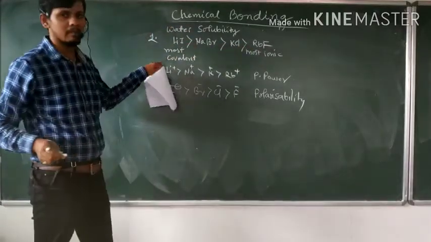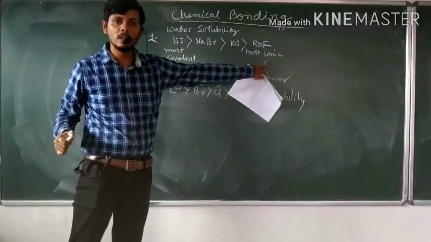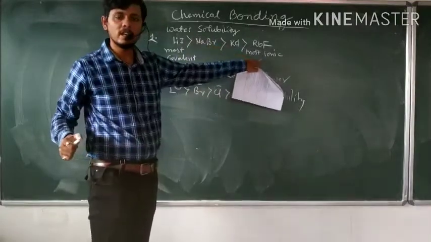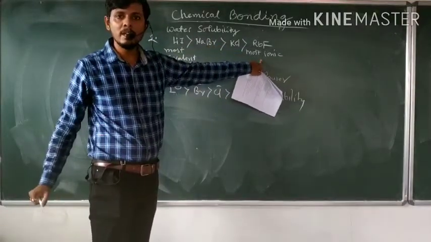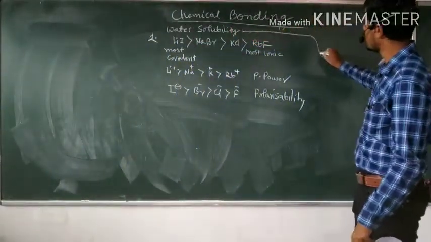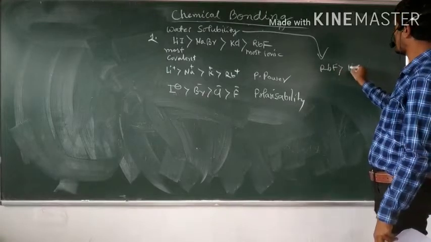covalent character. That means the most ionic compound will be more soluble in water. Water is a polar solvent, that means an increase in ionic character means more solubility in polar solvents like water. So solubility in water will be RbCl greater than KCl.